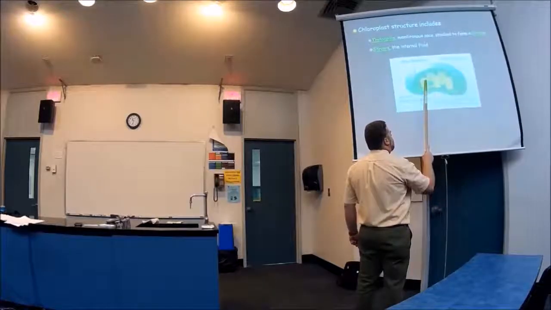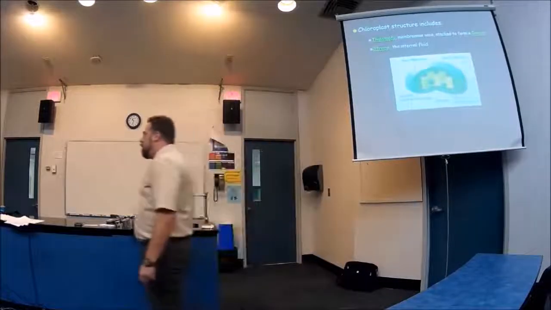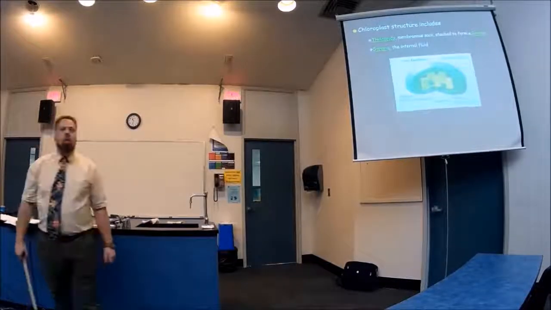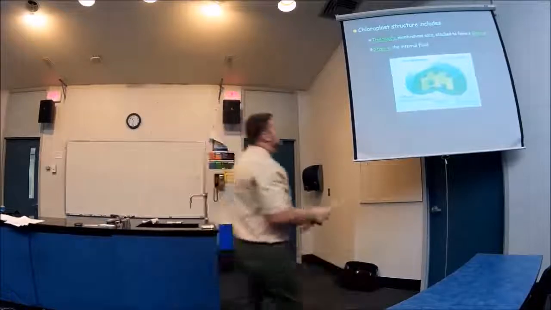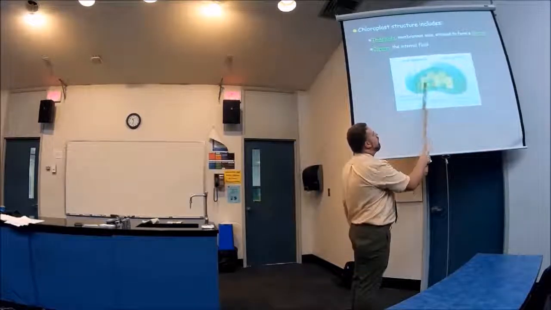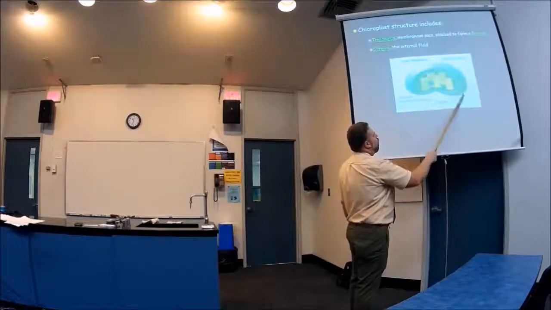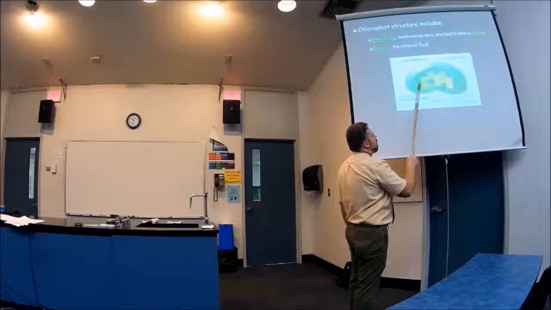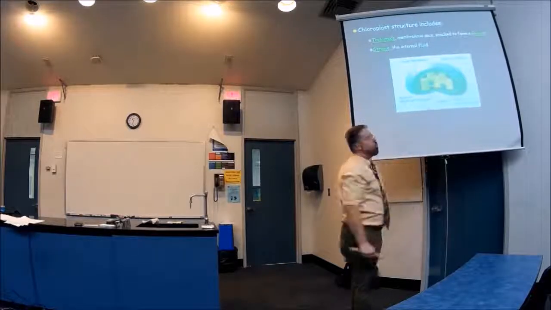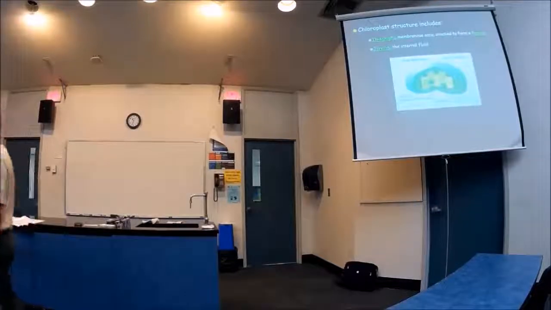And you have these stacks of green pancakes. Each pancake is actually called a thylakoid. Okay? When you have a stack of them, then we call it a granum. And they're all interconnected. They're all in here, inside the chloroplast, and the open space that's all surrounding it, that's called the stroma.